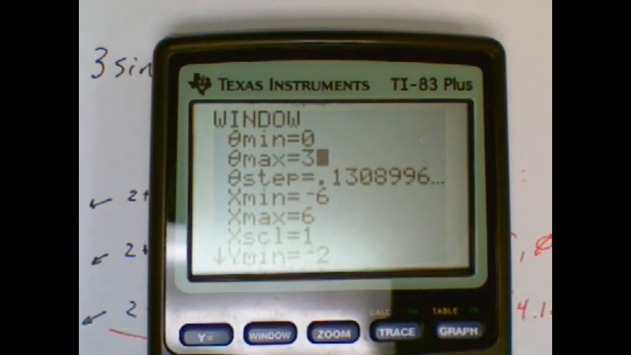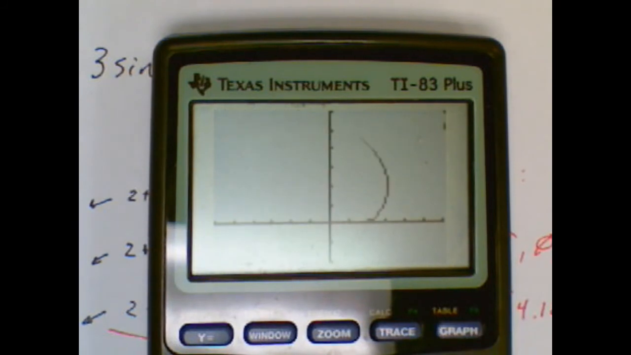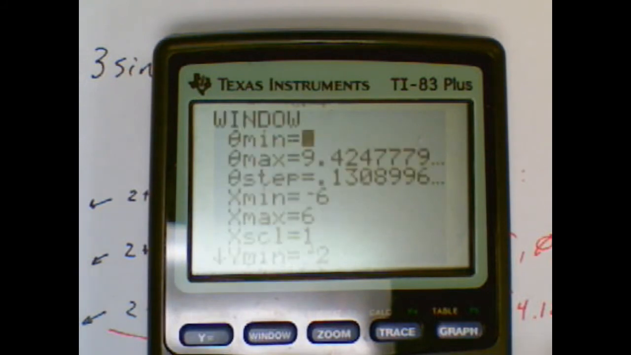If I went past 2 pi and graphed it, no big deal. You may not even be able to tell, but it'll just start retracing over itself. It doesn't matter, because it's going to do that for 37 years or as long as your batteries last. I'm going to go back to 2 pi here now.